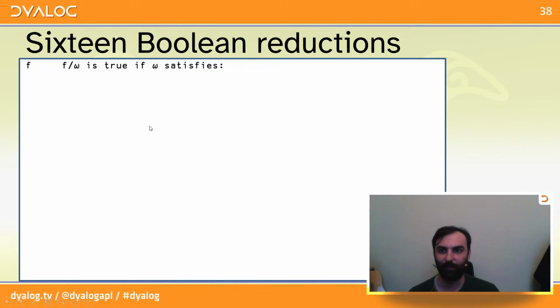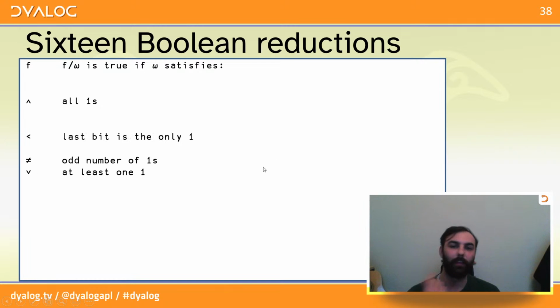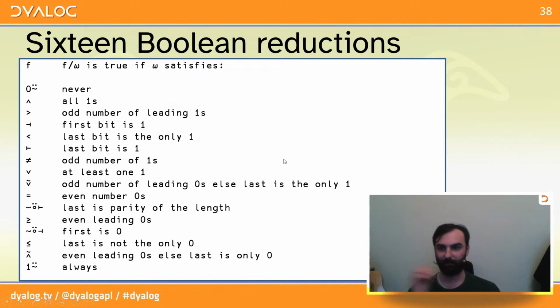Once again, it gets clearer when you think about some examples, right? So the first 2 examples from earlier, and reduction is true if our Boolean vector is all 1s. Or reduction is true if our Boolean vector has at least 1 1. Then there's the 2 that I looked at in a bit more detail today. So less than reduction is true if the last bit is the only true bit and it's on. Not equal reduction is true if there's an odd number of 1s. And then there's the rest.